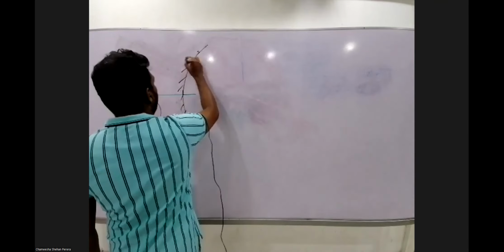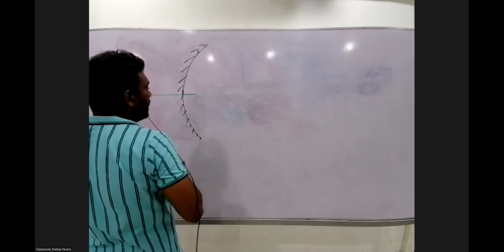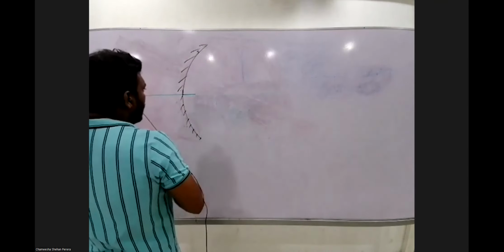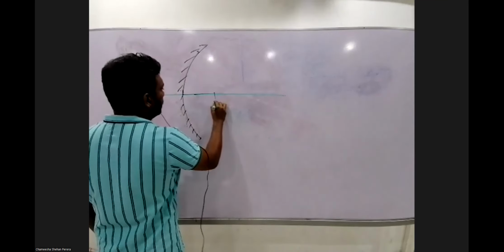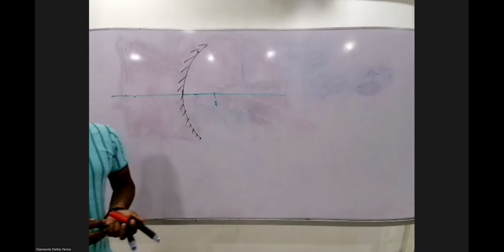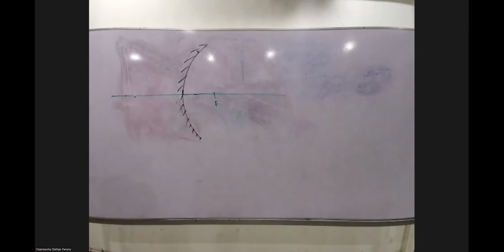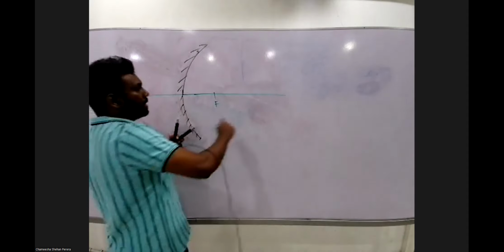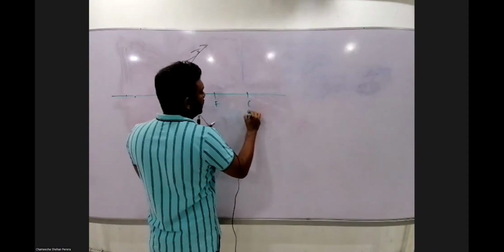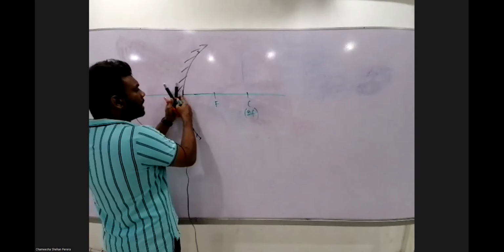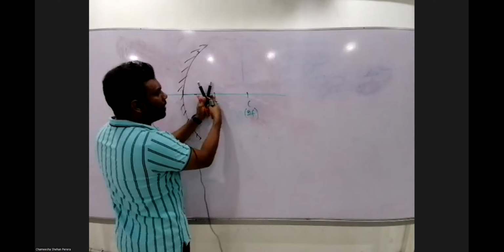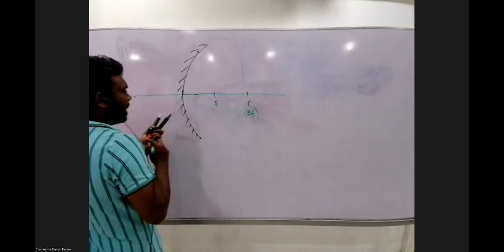Right. Now we have a concave mirror. Before, you were taking the object in between the focal point and the mirror. Now you have taken it behind, so the diagram stays the same. Still, the length from here to here will be 2 centimeters, and the length from here to here will be 2 centimeters. Keep that in your mind.